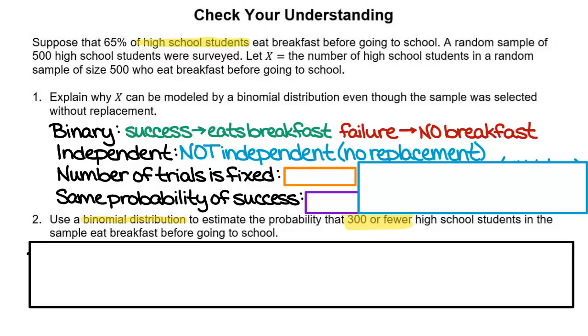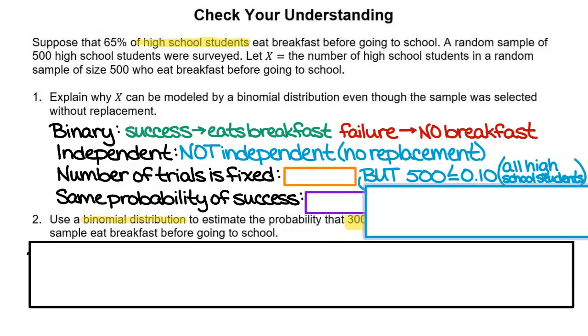10% condition. So my sample size has to be less than or equal to 10% of the whole population. What's the sample size here? 500. What's the population?